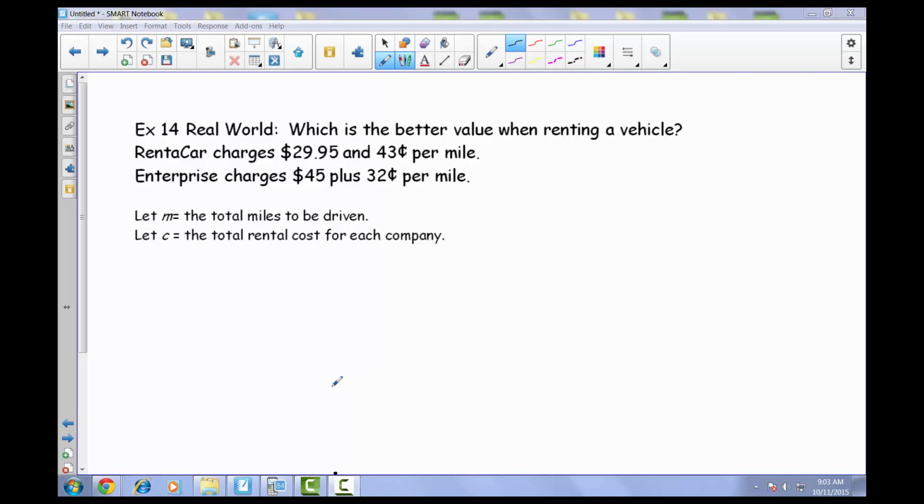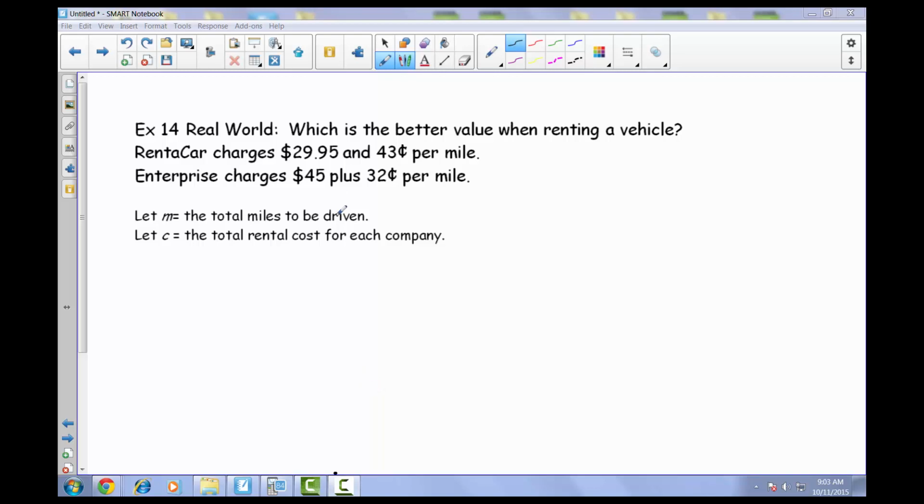Here we're looking at example 14 from our 3-1-3-2 set of notes. We're asked, which is the better deal when you're renting a vehicle for a day? Now we have Rent-A-Car, which is charging $29.95 for the day and 43 cents for however many miles you go. Enterprise, though, is charging $45 for the day plus 32 cents per mile.